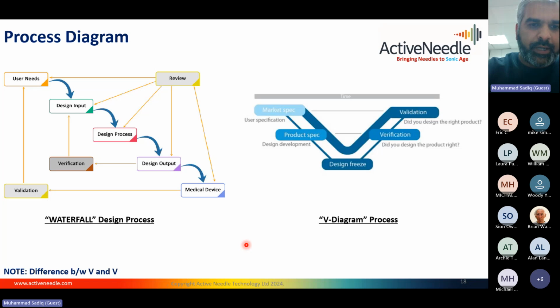So verification is essentially, did you design the product right? It's a question, actually. And validation is about whether you designed the right product. The difference is that verification verifies the product specification, the engineering specification, whereas validation verifies, or validates, the user requirements.